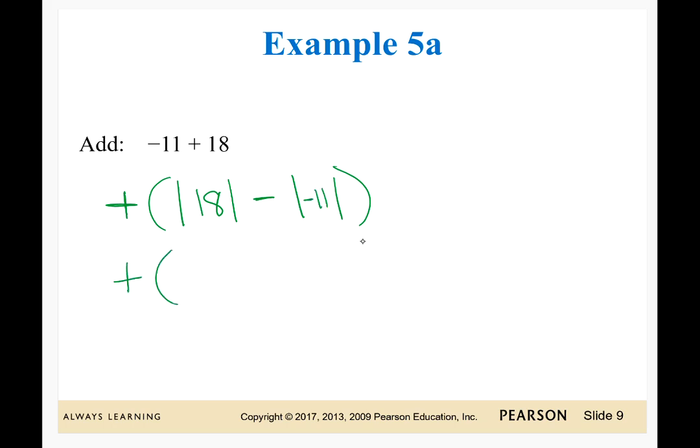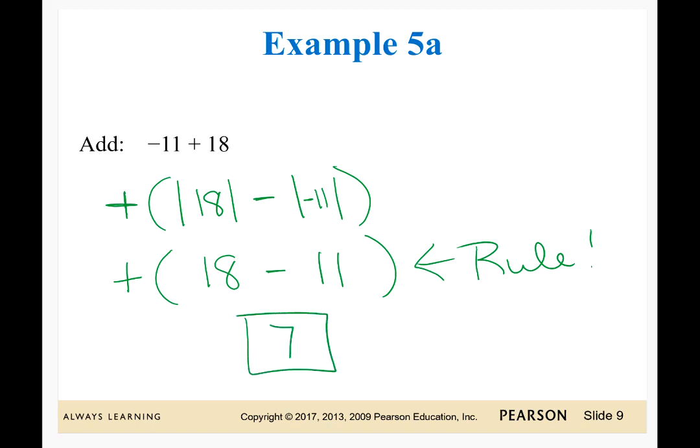So my answer is going to be positive. The absolute value of 18 is 18, minus the absolute value of -11 is 11. So again, that line right there is the one I really need to see. That tells me that you know the rule. So my final answer is positive, which I don't have to write down. My answer is positive. Do not write a positive sign. 18 minus 11 is 7. So there's my answer, +7.